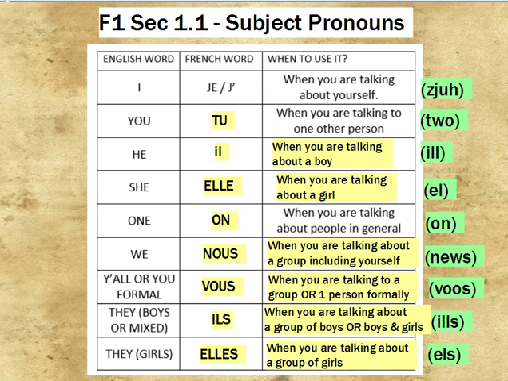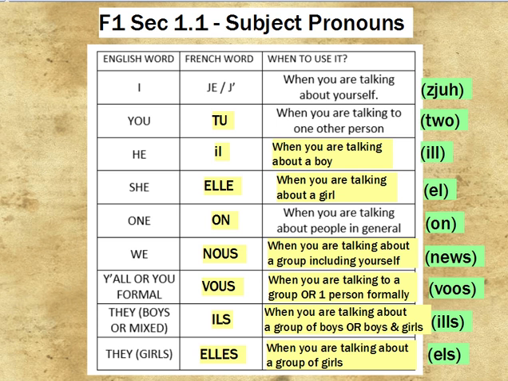If you are talking about they, a group of boys though, and you want to say that they are really nice, you would use ils. Ils, though, also gets used if you're talking about both boys and girls together. It has nothing to do with how many boys or girls there are. It has simply to do with as soon as there are both boys and girls present, they go ahead and default to the word ils for the word they.